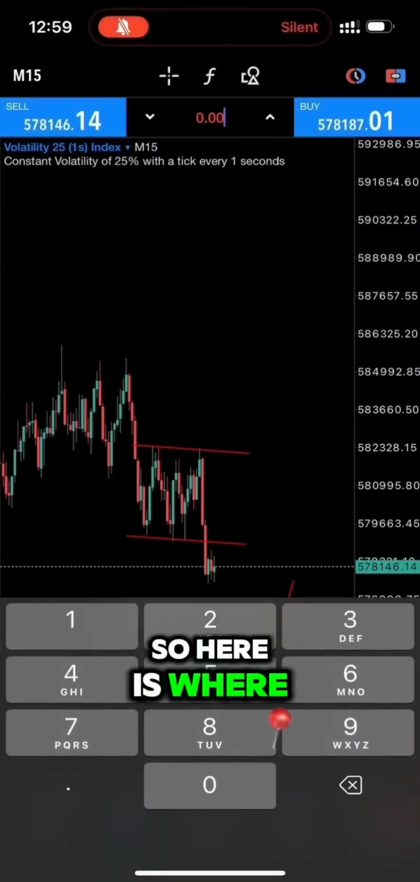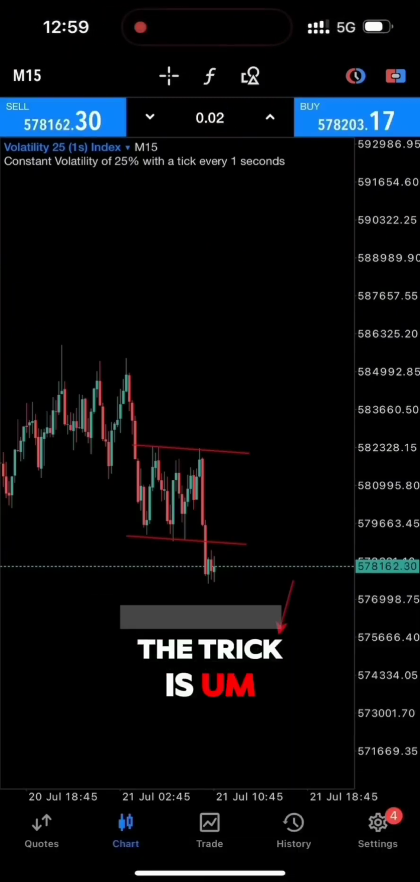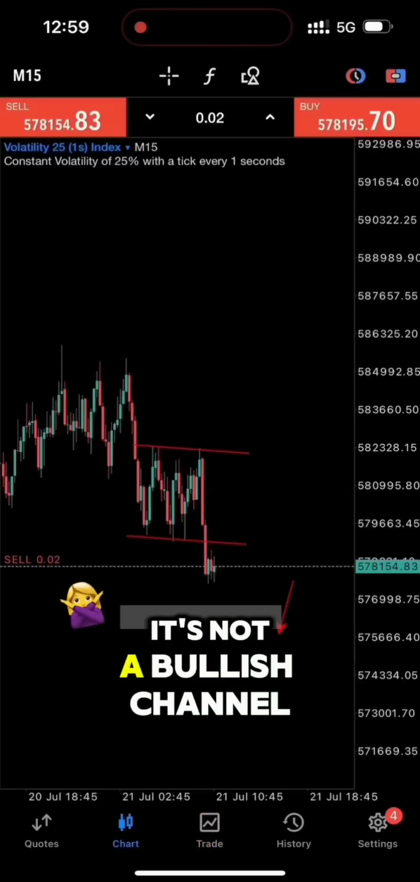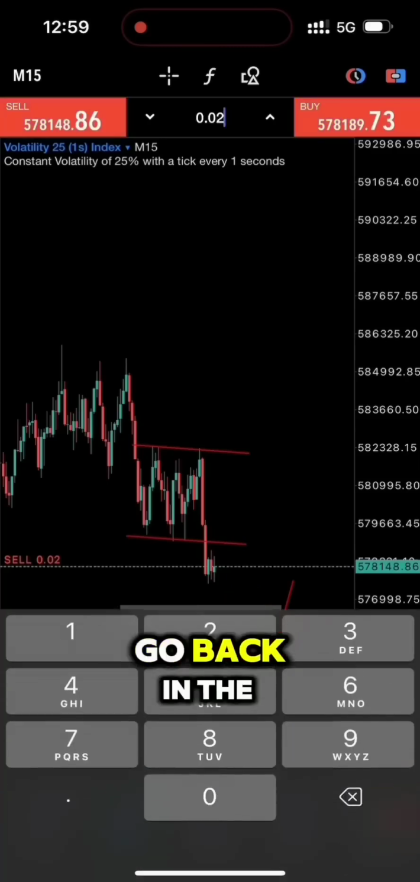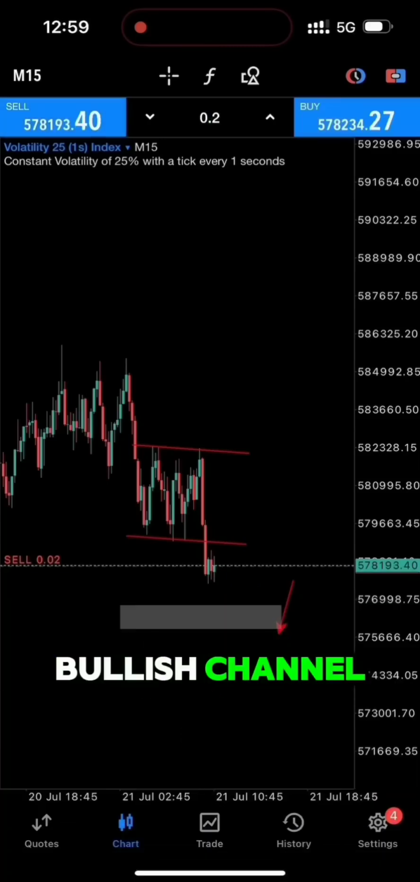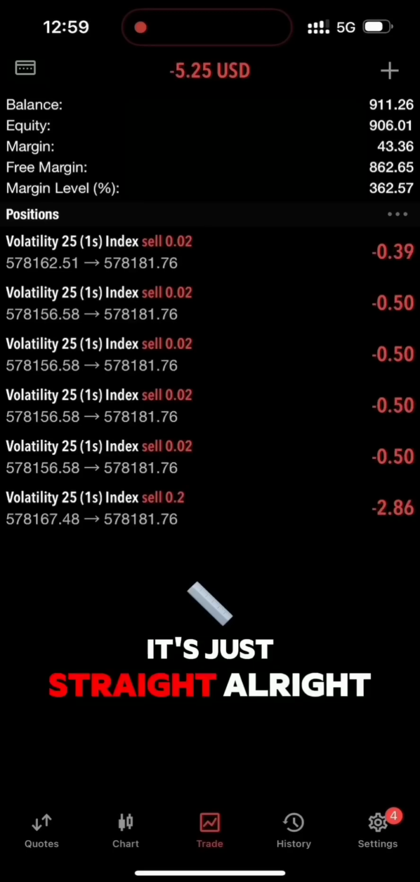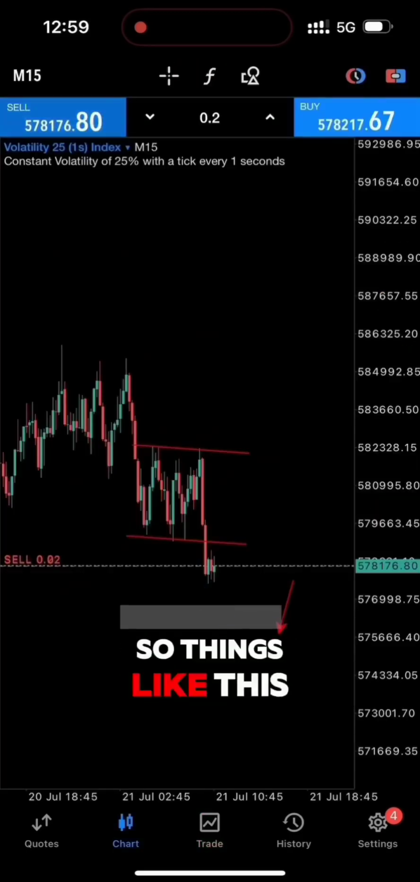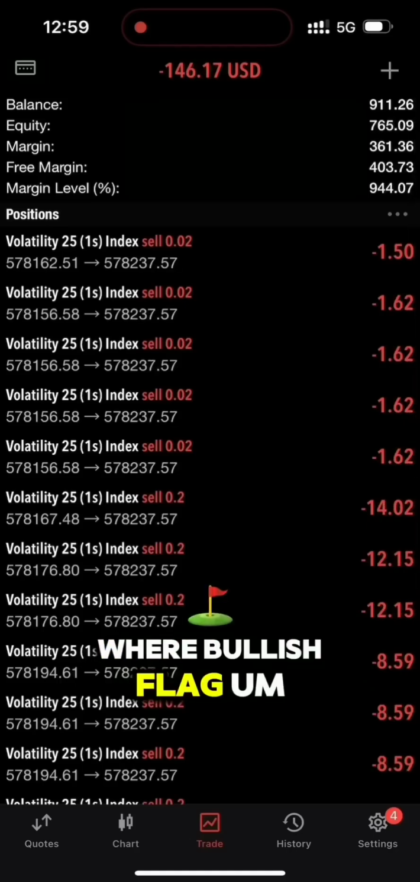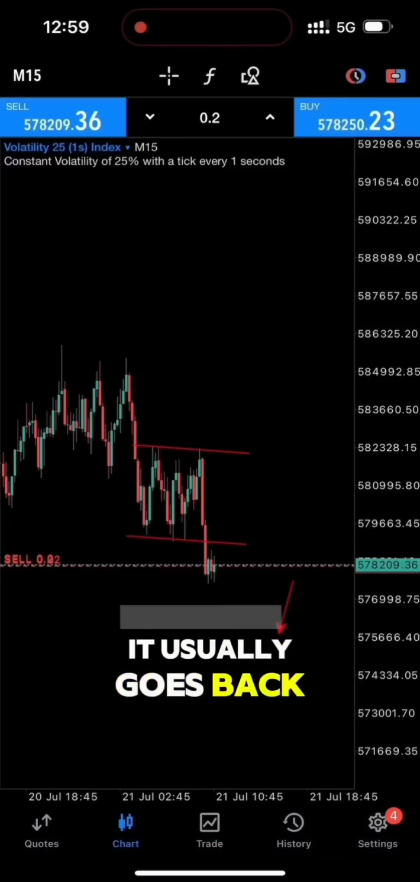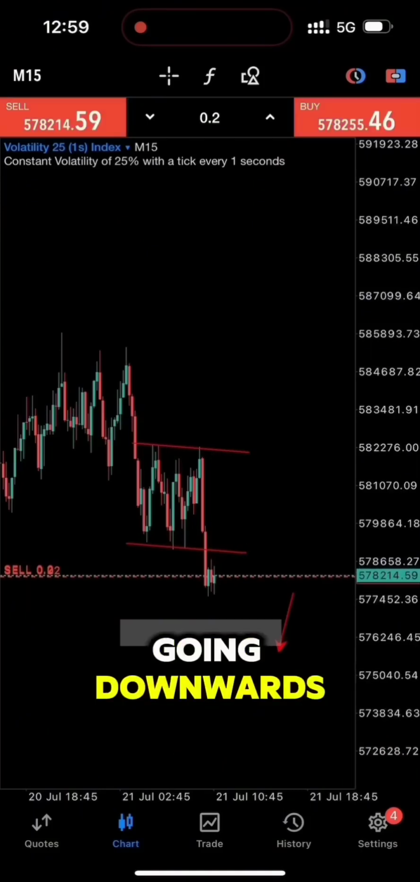So here is where the trick is. It's not like the other one, it's not a bullish channel, so that is why it might not go back in the trend line. This is not a bullish channel, it's just straight. All right, so things like this usually go down, unlike a bullish channel or a bullish flag. It usually goes back in the trend line before going downwards.